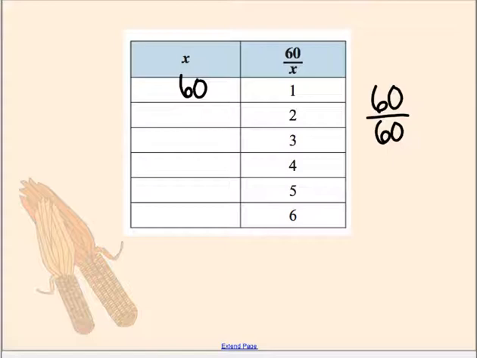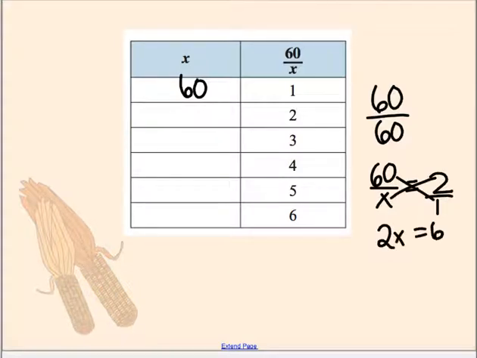One way to look at this is, if 60 over x has to equal 2, I could set up a proportion and say 2x equals 60. So we divide by 2 and get x equals 30. We could do that all the way down, either logically or putting it in a proportion, so that we get 60, 30, and 60 divided by 20 is 3.